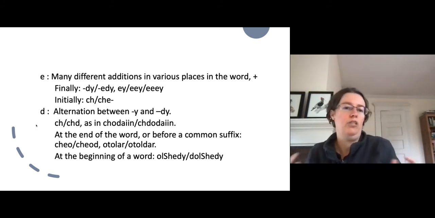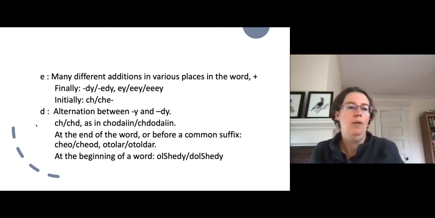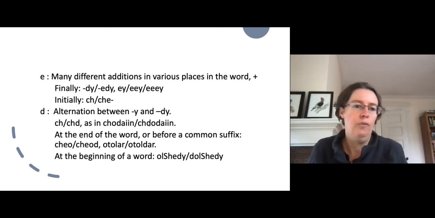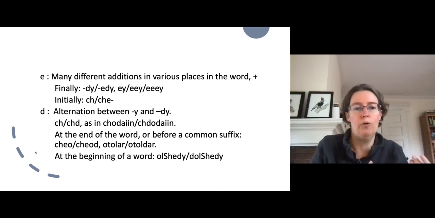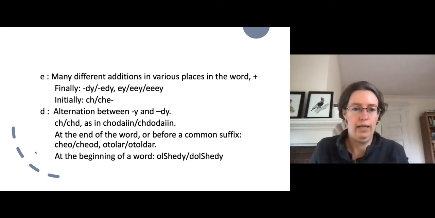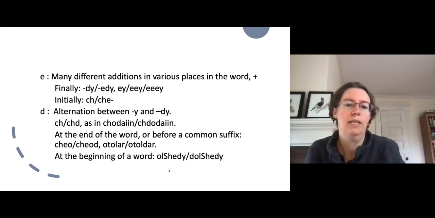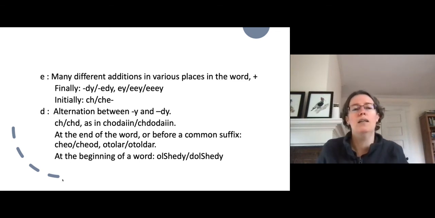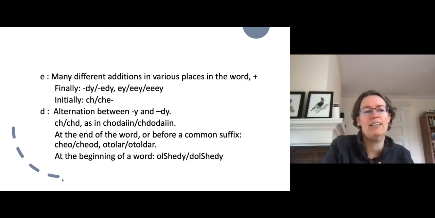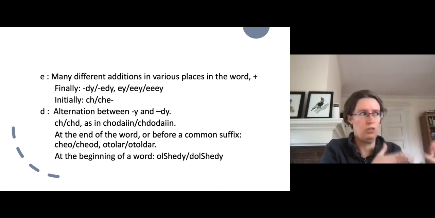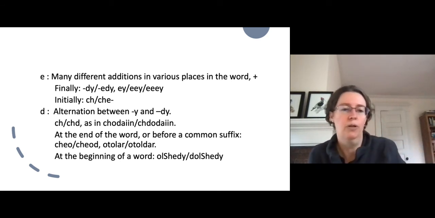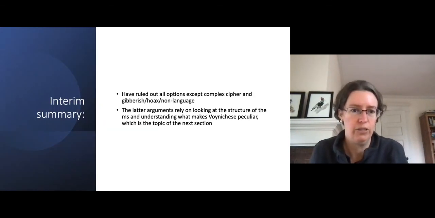For D, we have alternations between Y and DY, between CH and CHD, as in a word like this versus a word that has the D in it. We also have it at the end of the word or before a common set of suffixes as well. And sometimes we have it at the beginning of a word as well, although there's some uncertainty about word breaks in some cases. Okay, so these are potential targets of nulls, but the argument around nulls is actually quite difficult to make for most Voynich characters.